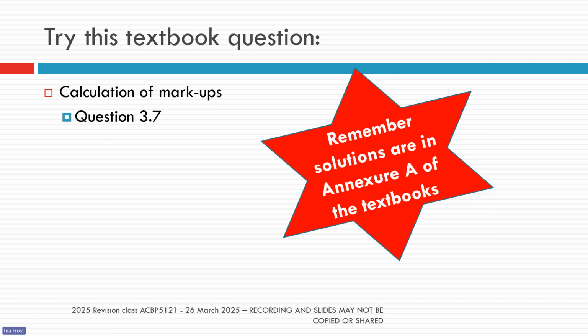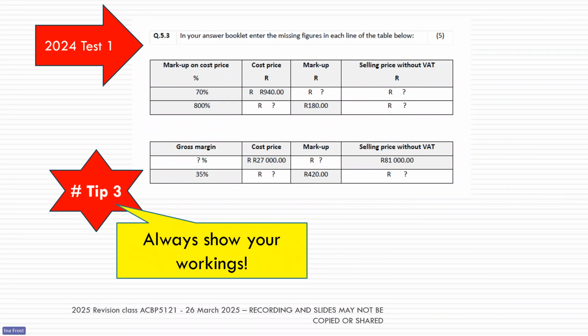Okay, so there's a similar question that deals with your markups. There's question 3.7. And just a reminder again, I know sometimes students forget about this, but remember at the back of your textbook in Annexure A, that is where you're going to find all the textbook solutions. So if your lecturer maybe didn't do question 3.7 with you in class, you can still, and you must still, do it then at home. And then you can go and look in Annexure A of the textbook and quickly mark your answer against this question. So this brings us back now to that semester test from last year.